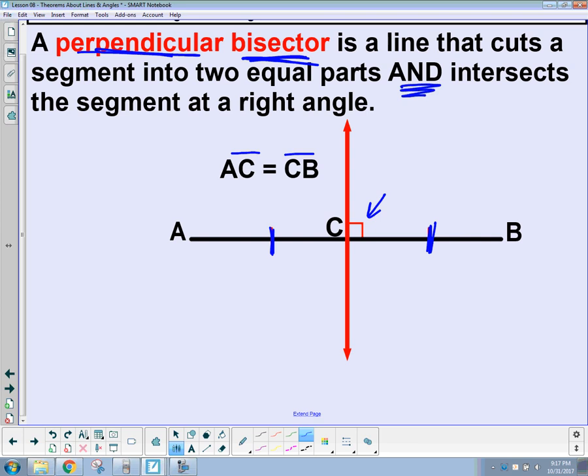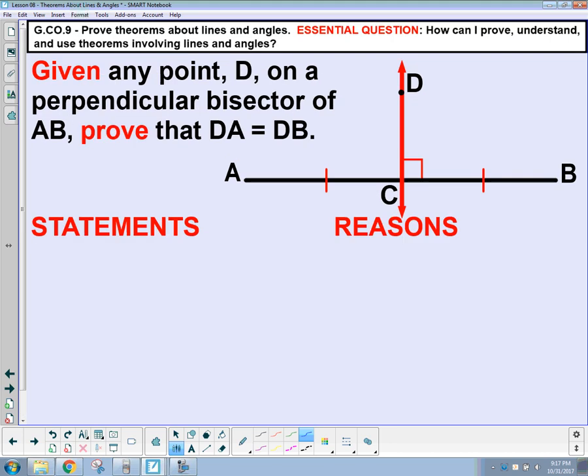So let's work out this proof. Whoopsie daisy, gave you a sneak peek. Let's talk about a plan. It says, given any point D on the perpendicular bisector of AB, we're going to prove that DA equals DB. So here's the hint. We're going to draw some dotted lines here, and as you can already tell, we have two triangles.